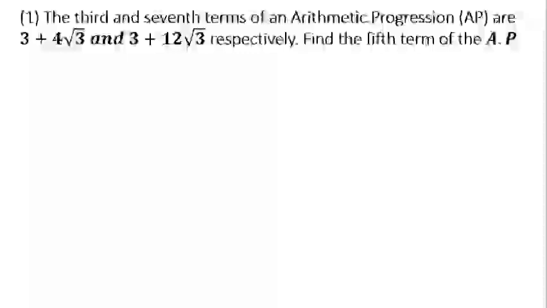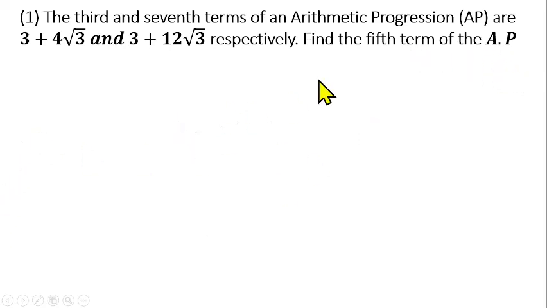So the first question we are going to be solving in this video is what you are seeing on the screen right now, and the question is from arithmetic progression, which is a sequence and series. The question goes thus: the third and the seventh terms of an arithmetic progression (AP) are 3 plus 4√3 and 3 plus 12√3 respectively. Find the fifth term of the AP.